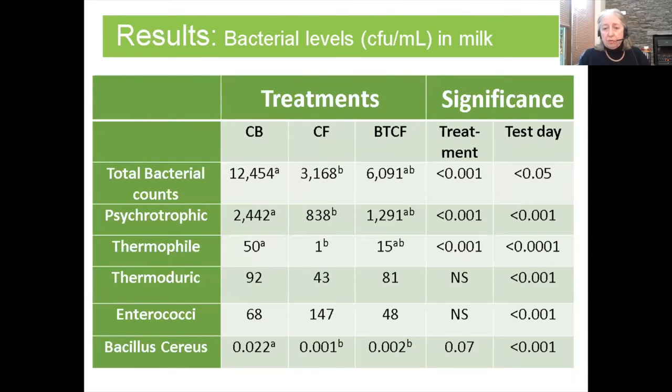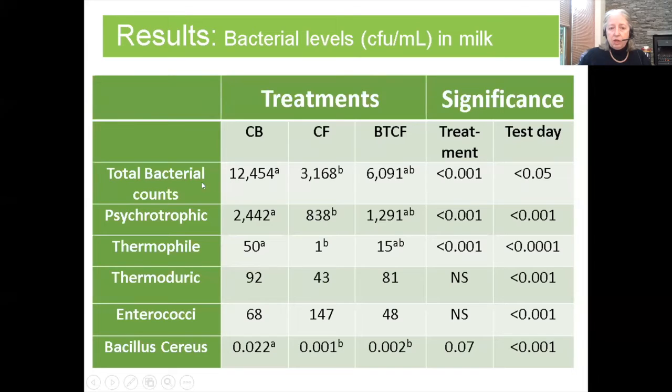Now for the results. Along the left side column there, you can see total bacterial counts, psychotrophic, thermophile, thermoduric, enterococci, and Bacillus cereus. Then we have the three treatments here: the chlorine-based products, chlorine-free products, and chlorine-free in the bulk tank. We have the significance here in terms of the treatment and also the test days.